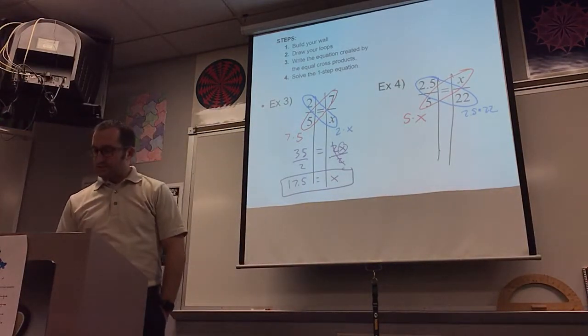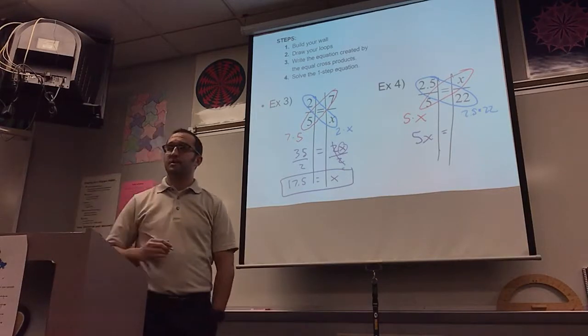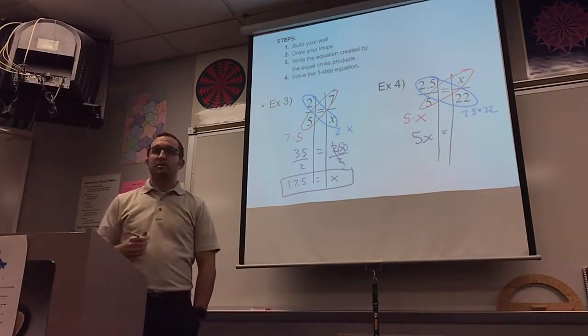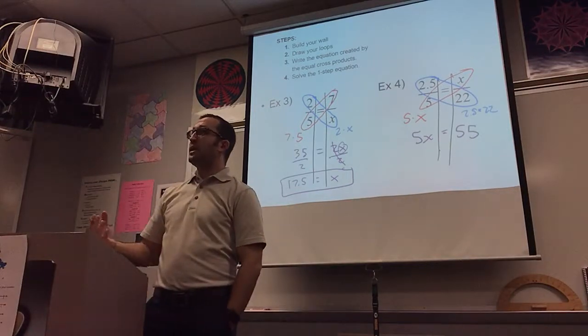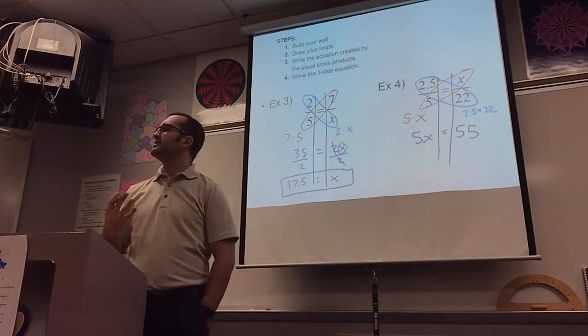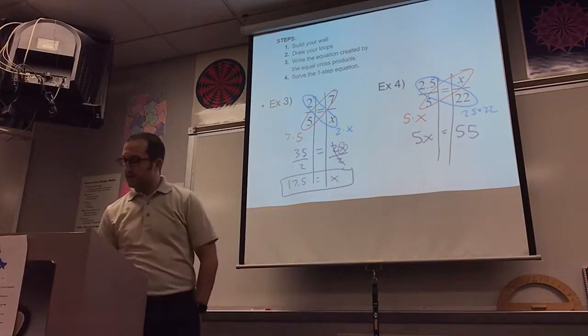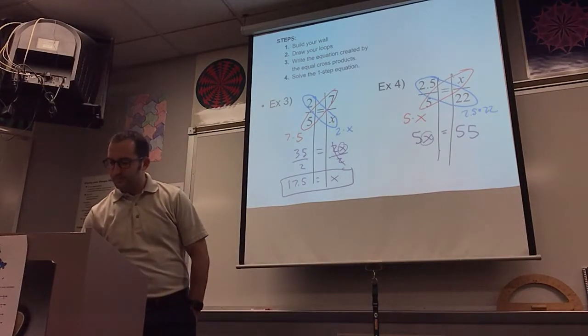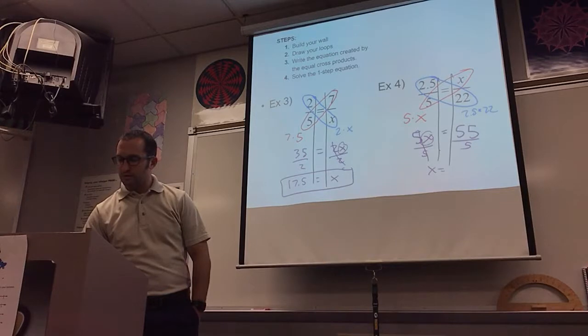5 times x is? 5. Good. 2.5 times 22. 55. The way you do that is you get 2 times 22 is 44, and then half of 22 is 11. So 44 plus 11 is 55. Circle that variable. What do I do to both sides? Divide by 5. X equals 11.